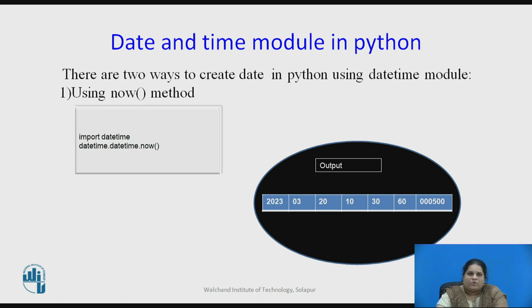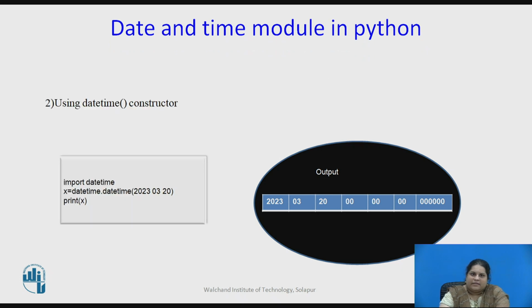Now moving on to the next method, that is how to display the same using the datetime constructor. Basically we were using the now method first. Using the now method, we have displayed the current date and time. Now we are going to see about the constructor. So here basically we will first of all discuss what a constructor is.